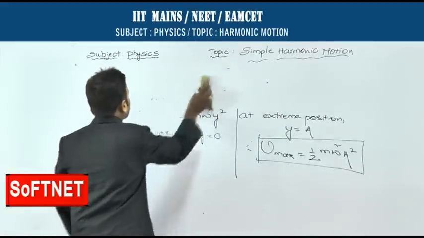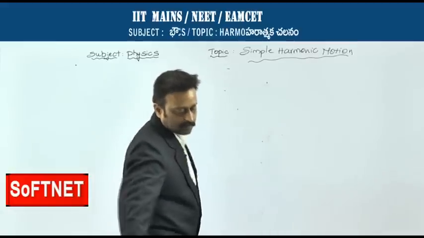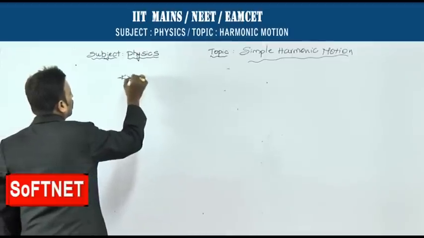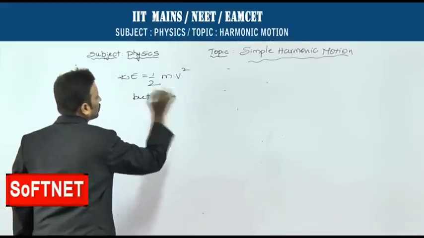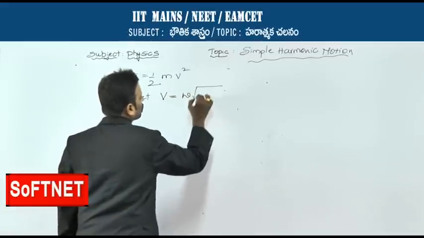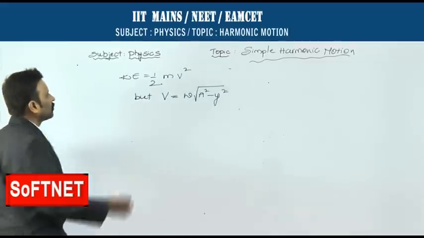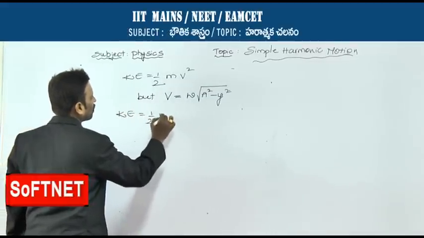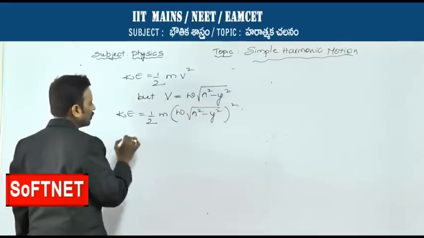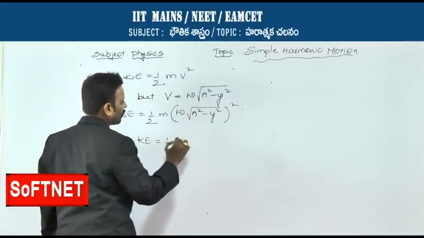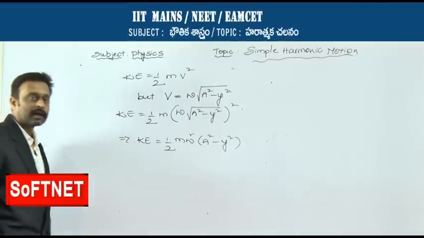So, after potential energy, the formula for kinetic energy. What is the kinetic energy formula? Kinetic energy is equal to half m v square, but the formula for velocity in simple harmonic motion is omega root A square minus y square. Now, substitute v as omega root A square minus y square here. We get kinetic energy as half m omega under root A square minus y square whole square. So, the formula for kinetic energy is half m omega square into A square minus y square. This is the formula for kinetic energy.